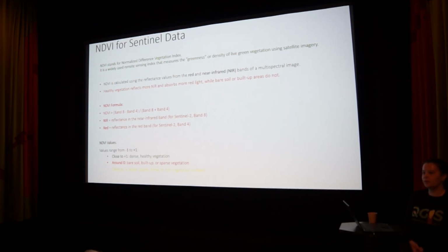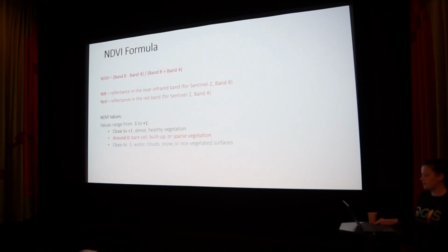The NDVI formula for Sentinel data is band 8 minus band 4, divided by band 8 plus band 4, and the values range from -1 to +1. When it's close to 1 it's dense, healthy vegetation, around 0 it's bare soil, built-up or sparse vegetation, while close to -1 it's water, snow or non-vegetated surface. So here again is the formula used.